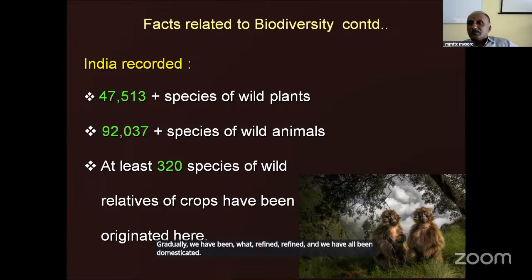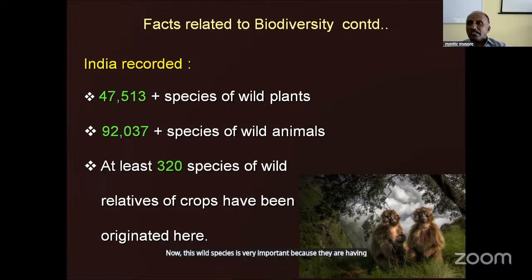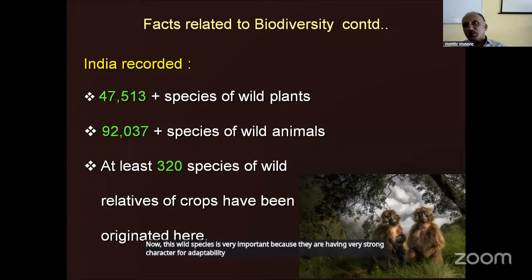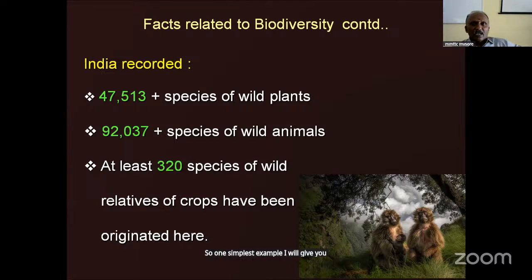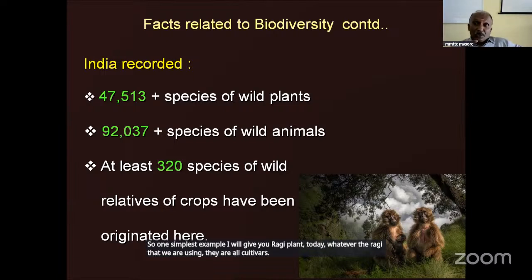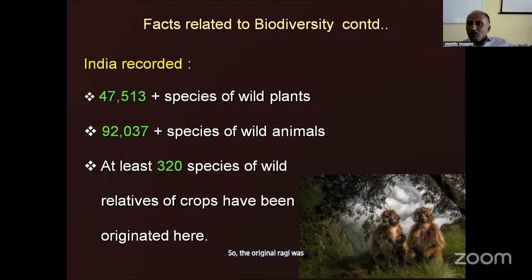Now, this wild species is very important because they have a very strong character for adaptability and productivity. And also for increased productivity, we always need wild species, especially in the breeding program of a plant or an animal to produce a desired character in an individual. We need wild species. So one simplest example I will give you, the ragi plant. Today, whatever ragi we are using, they are all cultivars. So the original ragi was evolved about millions of years ago, and that is called Eleusine.